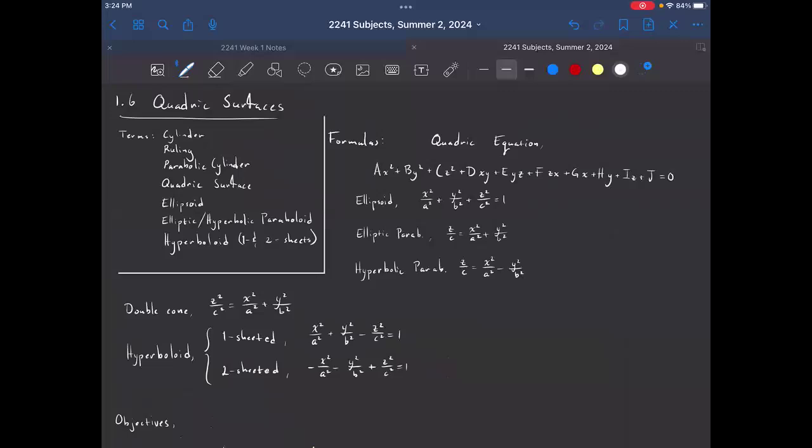Welcome back to 2241. Today we're going to talk about quadric surfaces. So over here you can see your terms, formulas, and objectives as usual. We'll go to the objectives at the bottom in a minute, but first we'll just go through our terms.